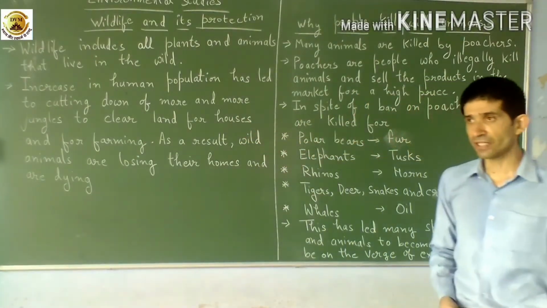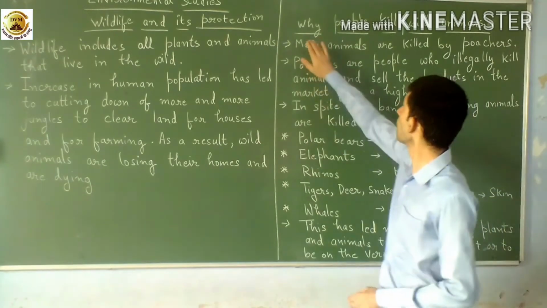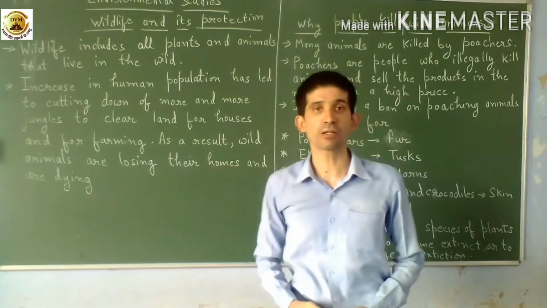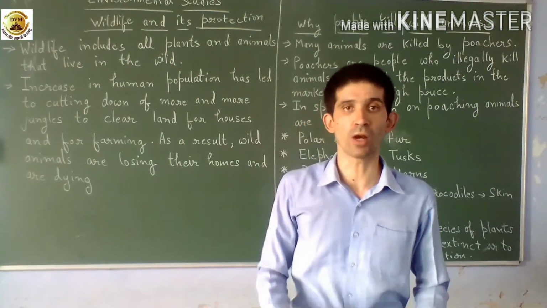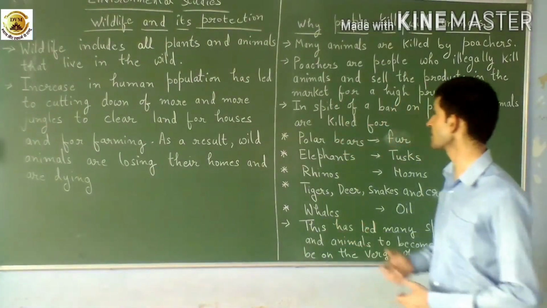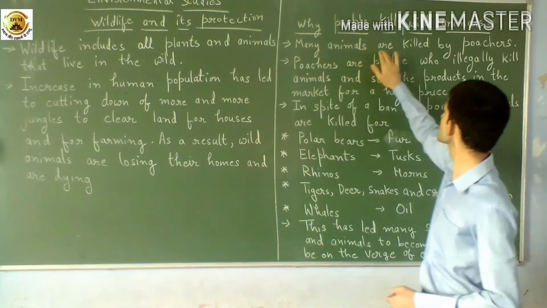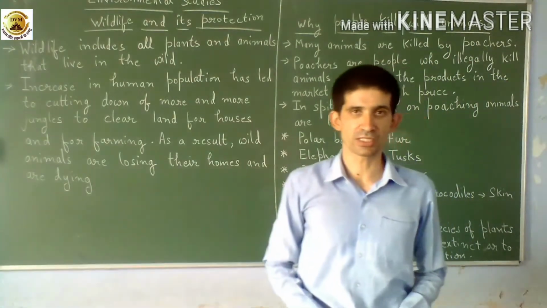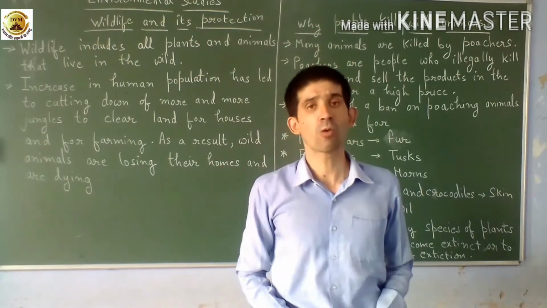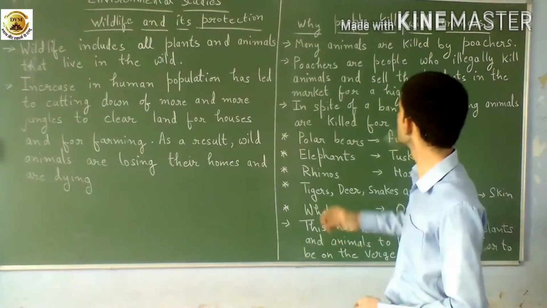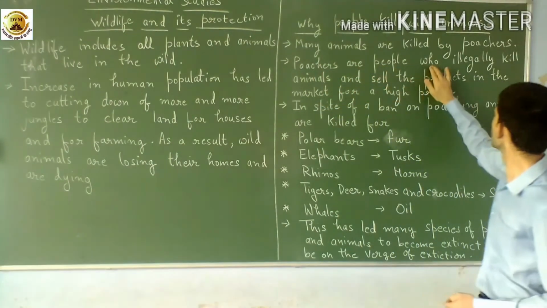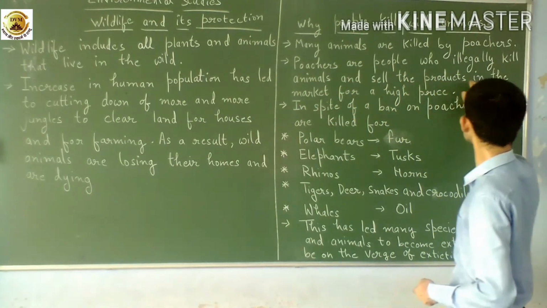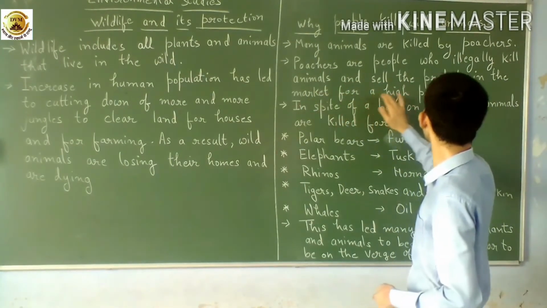Now, our next part of today's topic is why people kill wild animals. Here we will understand why people kill wild animals. So let's understand the topic. Many animals are killed by poachers. Students, most of the animals are killed by poachers. Now, what is this poacher? Poachers are people who illegally kill animals and sell the products in the market for a high price.